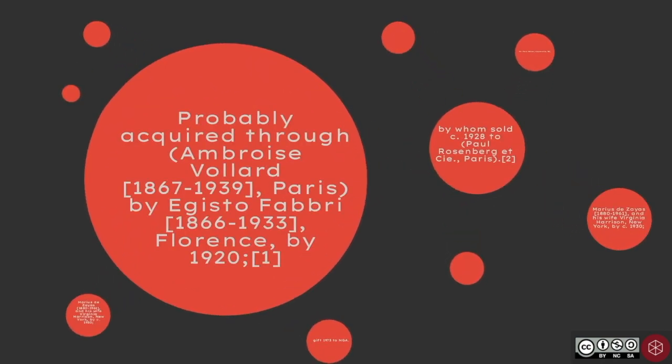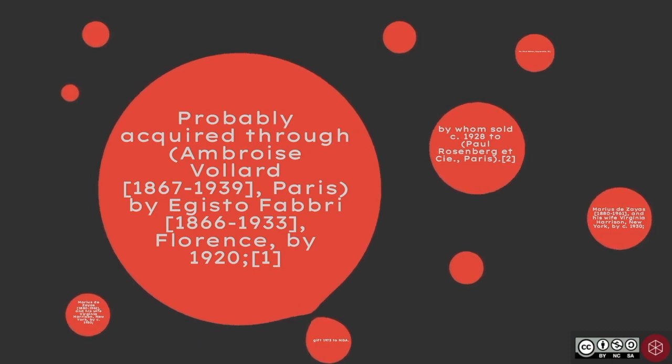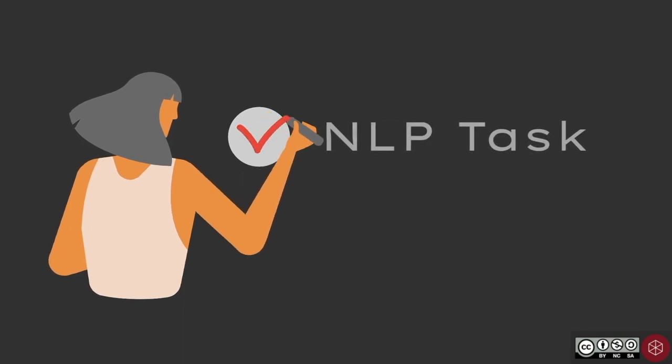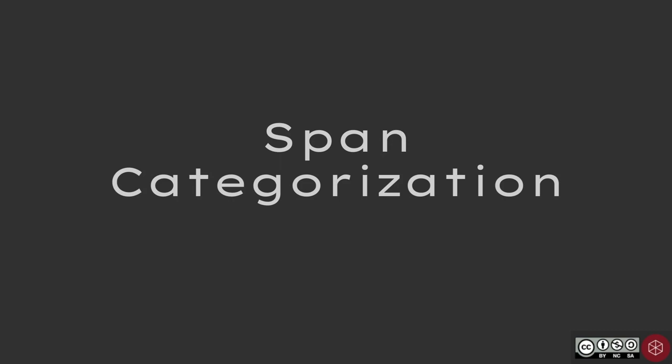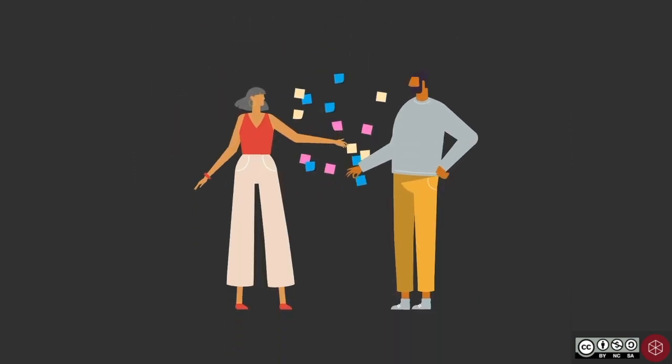And it is only once we have divided provenance texts into individual events through SBD that we can start to extract knowledge from them. To do this, we need to apply another NLP task called Span Categorization. The goal of this task is to identify and classify portions of text, otherwise known as spans.